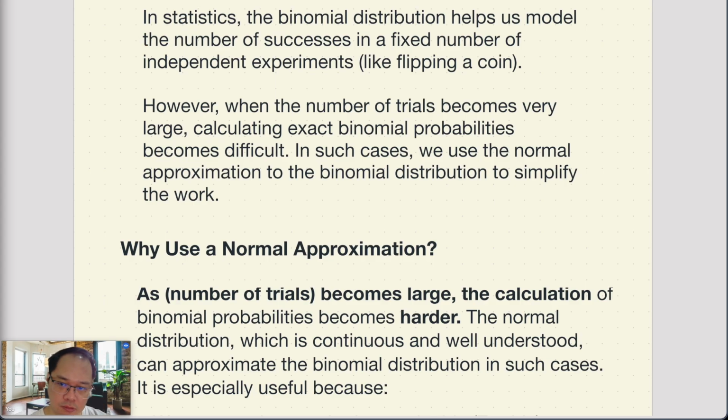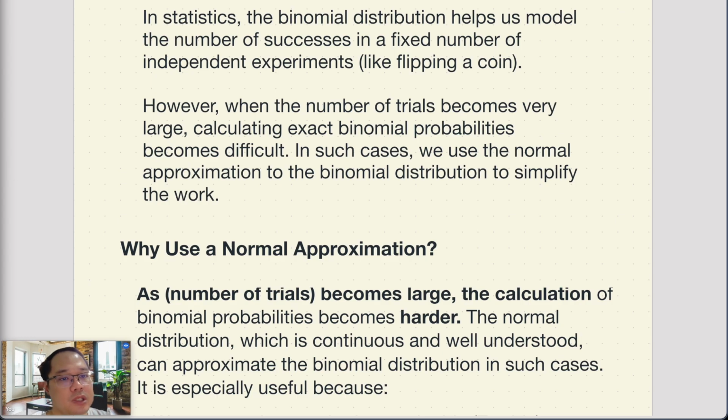Why would we even want to do this? Well, when the number of trials becomes very large, calculating the exact binomial probabilities becomes very time-consuming. So instead, we use a smooth normal curve to estimate those probabilities much faster. As the number of trials increases, the shape of the binomial distribution begins to look more and more like a bell-shaped curve, and that is exactly why the normal approximation works.